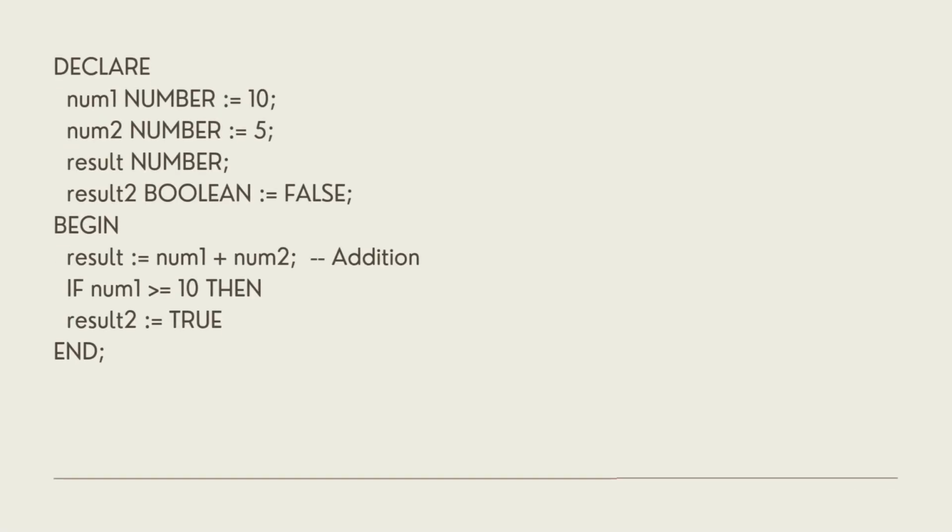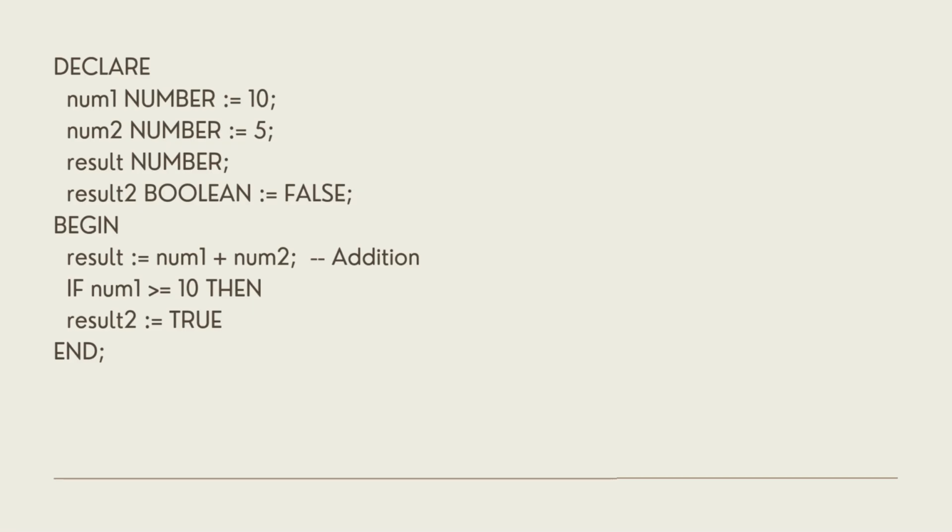Let's walk through this example line by line. In the first part of the code, we declare some variables using the declare keyword. Let's break them down. Here we have num1 number equals 10. This creates a variable num1 of type number and initializes it with the value 10. num2 number equals 5. Similarly, num2 is another variable of type number initialized to 5.